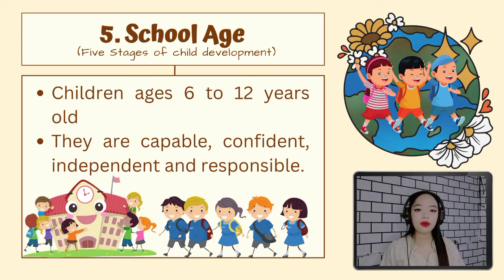They are capable, confident, independent, and responsible. Peer relationships, particularly relationships with friends of the same gender, are important to school-age children. The older school-age child begins to develop sexual characteristics.